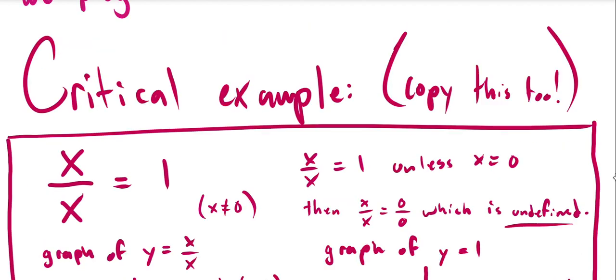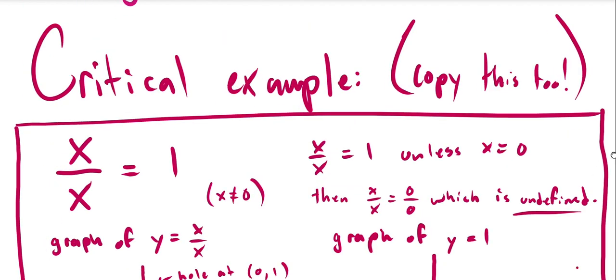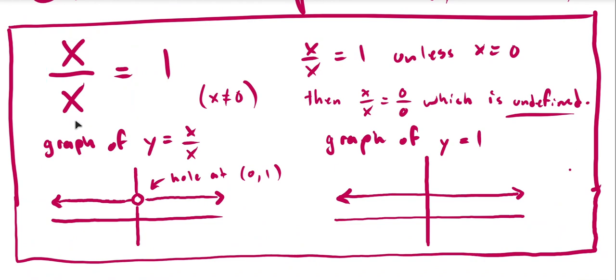Here's something I think merits a critical example. I want you to copy this down for your notes. Is x over x equal to 1? Well, it is in almost all cases. Let's look at the graph of these two functions, both 1 and x over x, to see the difference. X over x is equal to 1 except when x is 0, in which case we have 0 over 0, which is undefined and not 1.